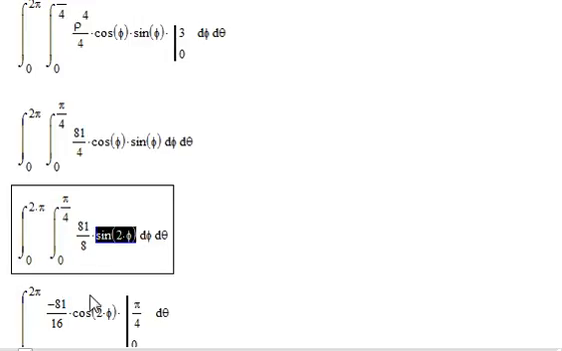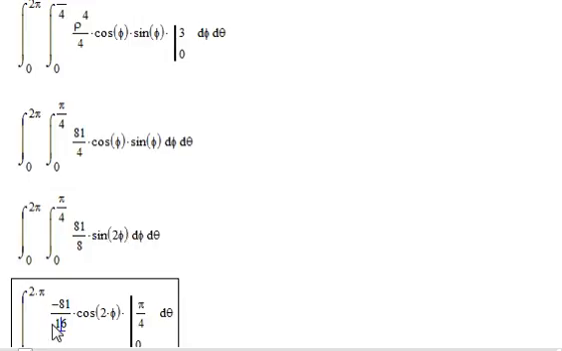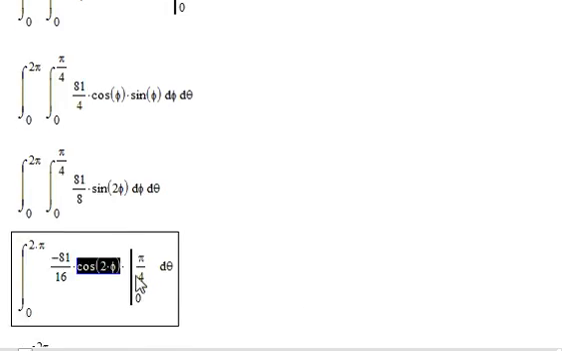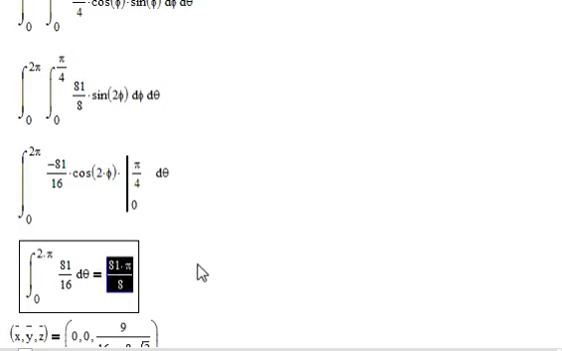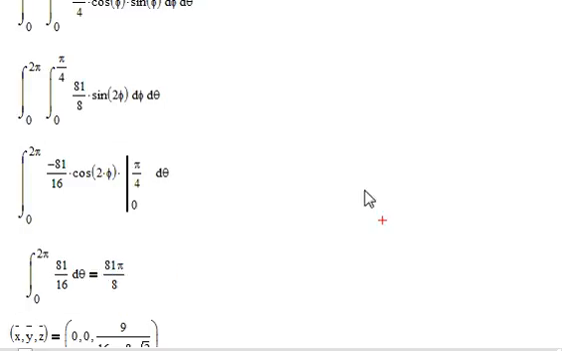Well, integral of sine is negative cosine. I think we already saw that once. And then divided by another 2, so we get negative 81 over 16 times cosine of 2 phi. Putting in pi over 4, we get cosine of pi over 2, which is 0. So it's 0 minus, when we put in 0, we get cosine of 0, which is 1. So it's 81 over 16 evaluated between 0 and 2 pi. 81 over 16 d theta, theta going from 0 to 2 pi, so that would make it 81 pi over 8.